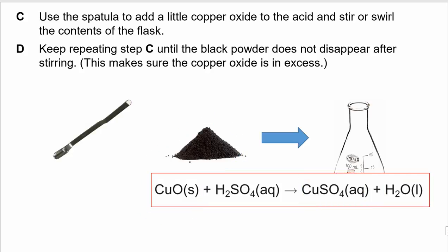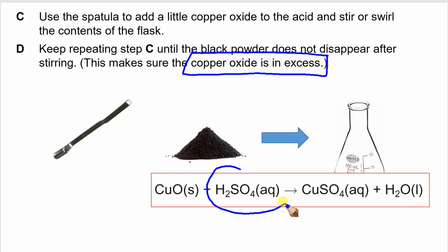So then we refer back to this. Keep repeating step C until the black powder does not disappear. This makes sure the copper oxide is in excess. So let's unpack what we mean by this. If we're adding copper oxide to sulfuric acid, how will we know when all that sulfuric acid has reacted? That's going to be a mystery to us.